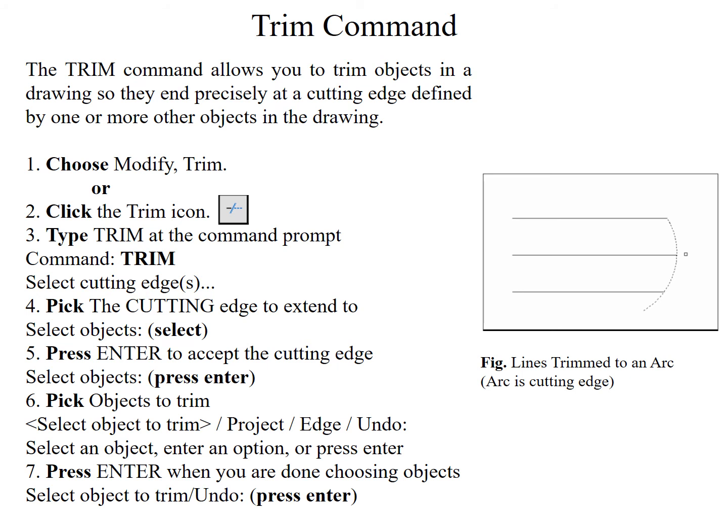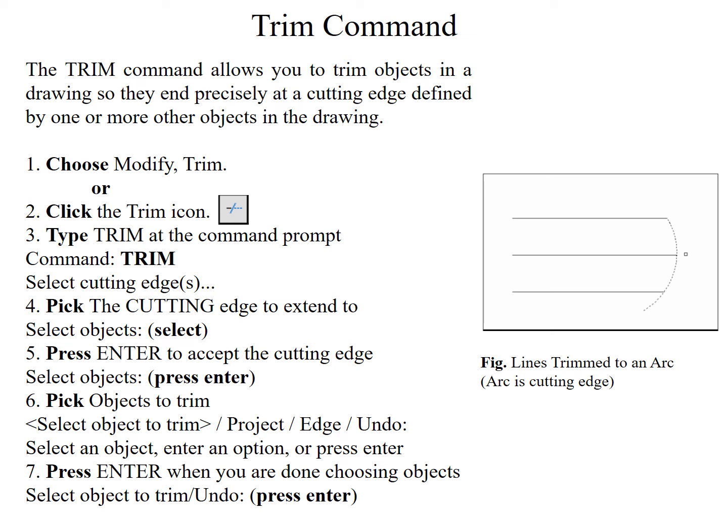Trim command. The trim command allows you to trim objects in a drawing so they end precisely at a cutting edge defined by one or more other objects inside the drawing. So for that you need to choose modify. Under it you will find trim. Select trim or directly click the trim icon. Type trim at the command prompt.